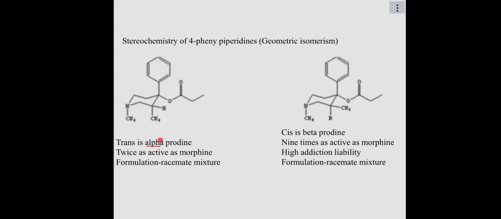What is most important is to remember that alpha is for axial, so you cannot forget. Alpha for the axial orientation, and the axial orientation is the vertical orientation, and that gives you the alpha prodine. The alpha prodine, which is trans, is twice as active as morphine, and the formulation is given as a racemic mixture, whereas the cis is the beta prodine, which is 9 times as active as morphine. It has high addiction liability, and it will still be given as a racemic mixture.